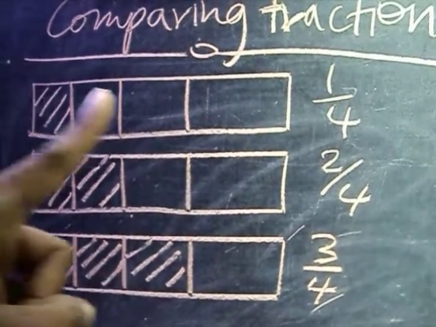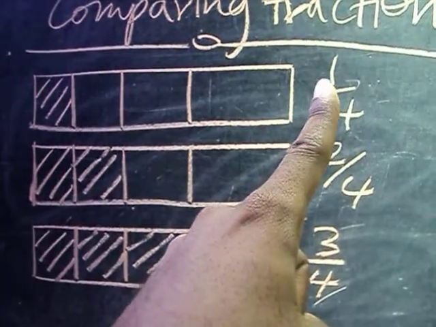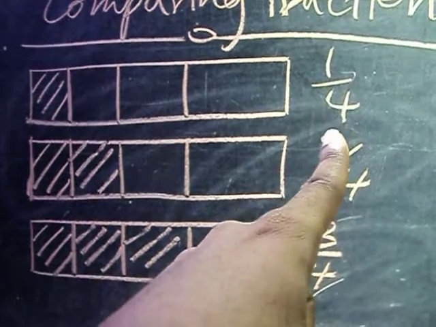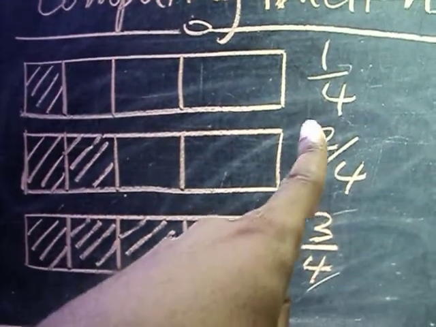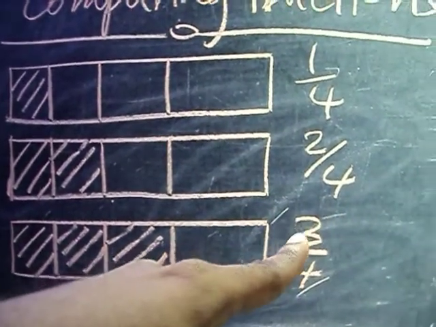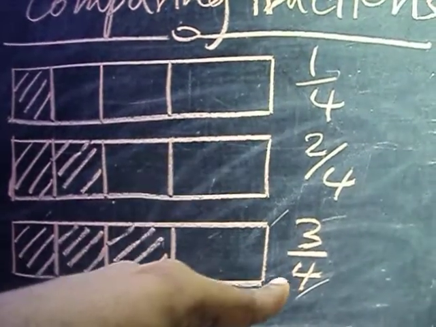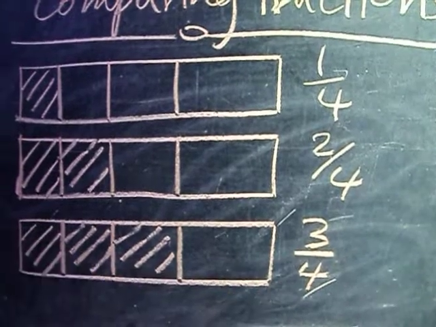So you can see that the smaller the numerator, the smaller is the fraction. Only if the denominators are the same, very important. And the bigger the numerator, the bigger is the fraction, only if the denominators are the same.